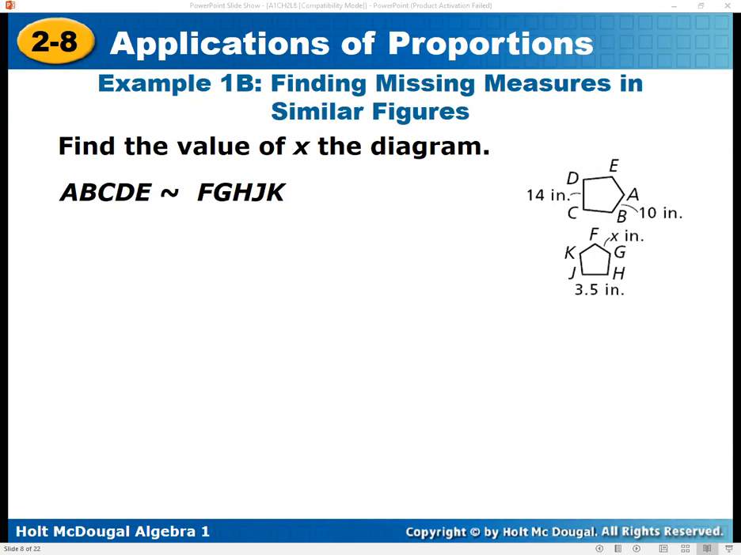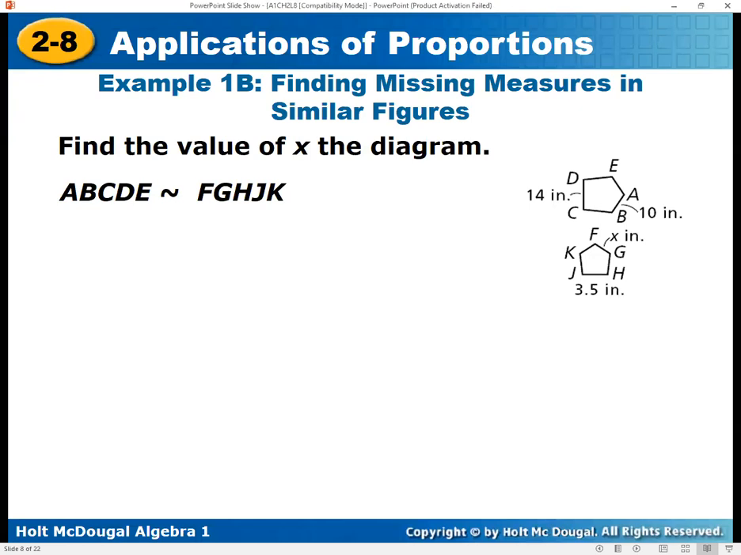But you are looking for which value? The value of x, which is FG. It will be AB over FG equal BC over GH equal CD over HJ equal DE over JK equal AE over GK, right?